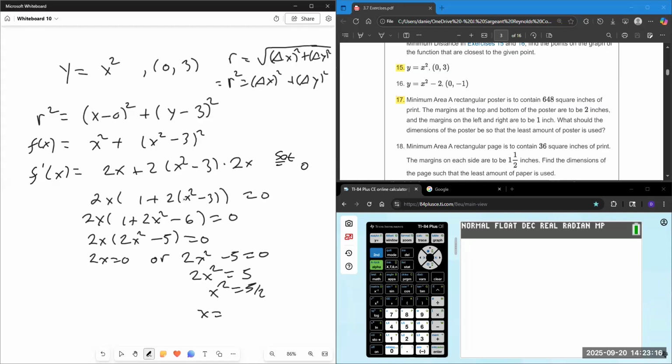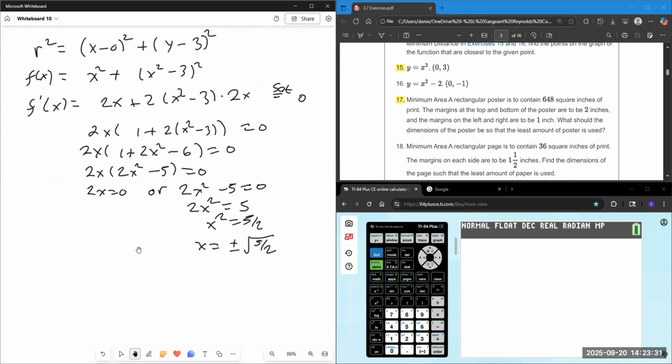X is equal to, again, plus or minus the square root here. X does not have to be a positive number in this case. We have all real numbers that we're allowed to deal with. So be careful there. That's not like the previous problems.